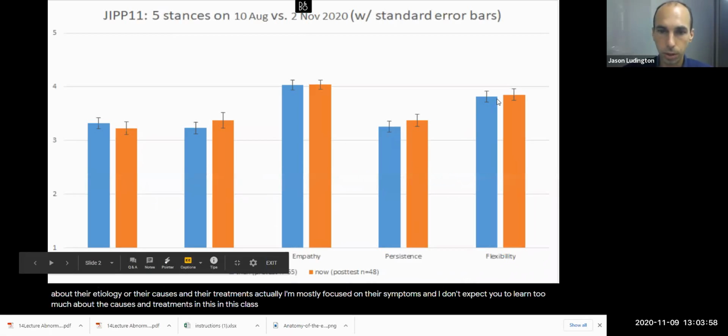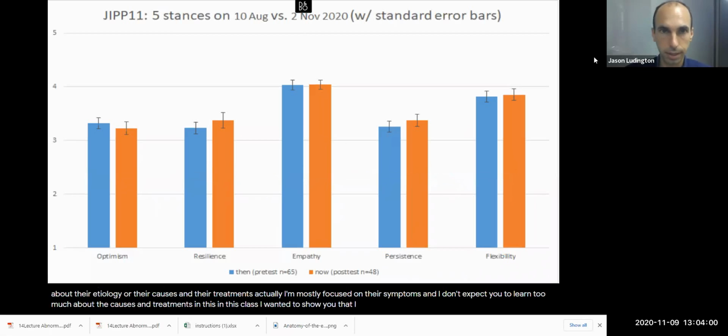First of all, I wanted to show you that I tabulated your results from the survey that I gave at the beginning of the course and last week. These are the 5 stances that I lectured on in our first class. The blue bars are your first test. There were 65 participants, and the orange bars are your last week's result test, the poll results with 48 participants.